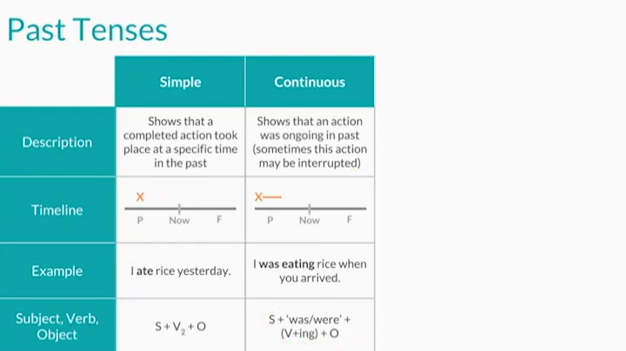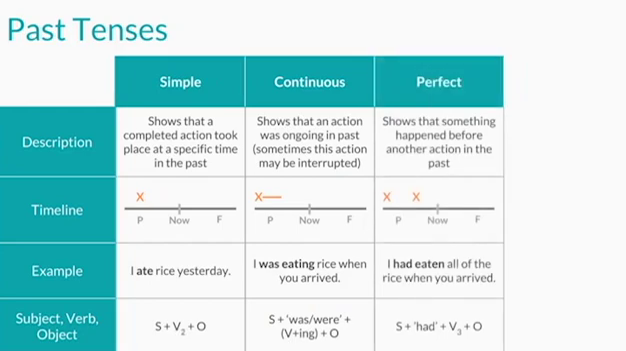Now let's talk about the next tense, which is the past perfect tense. We use this tense to show that something happened before another action in the past. So here's the past, and we have two past actions. Both of these actions took place in the past. Note that one past action took place before another past action. So here's our example. I had eaten all of the rice when you arrived.